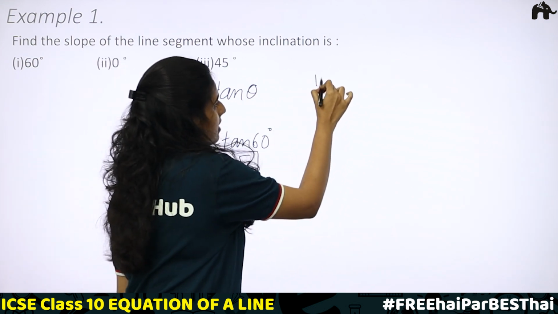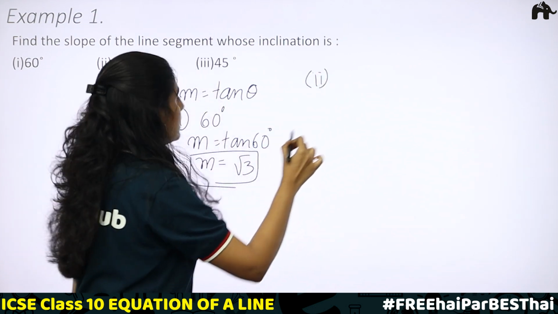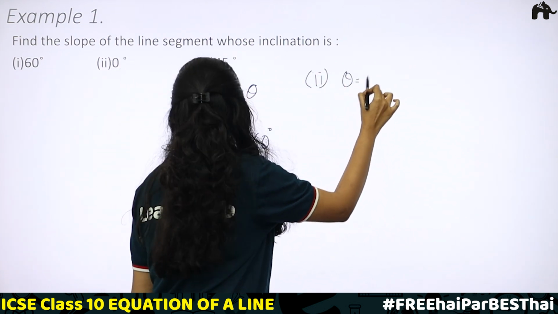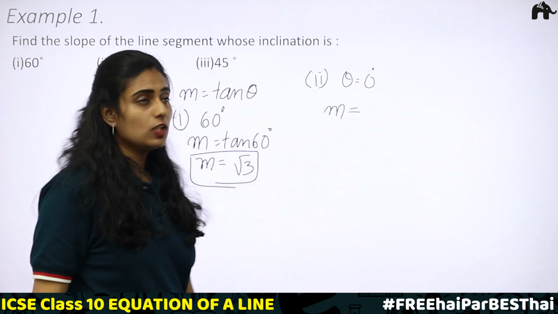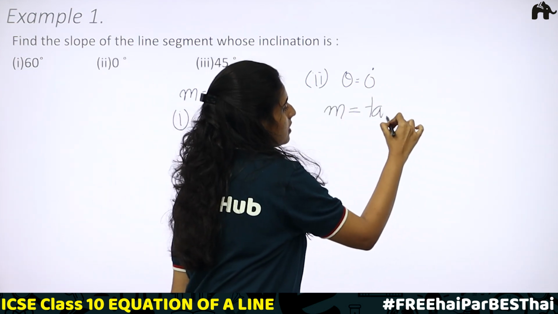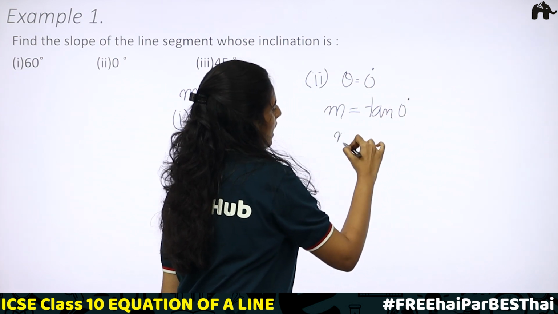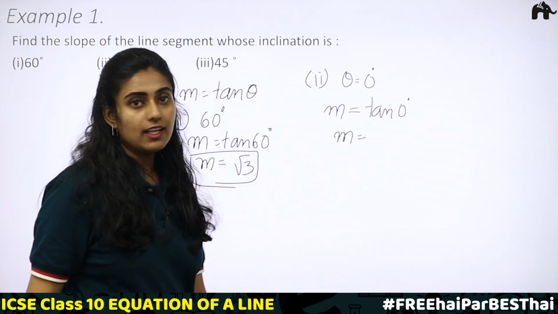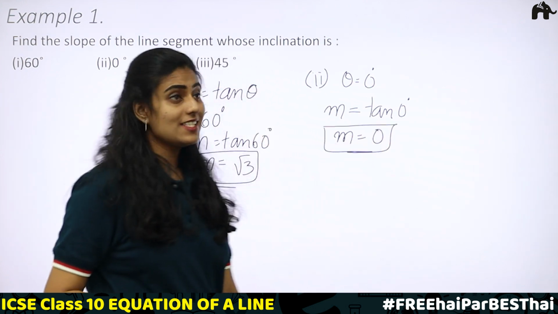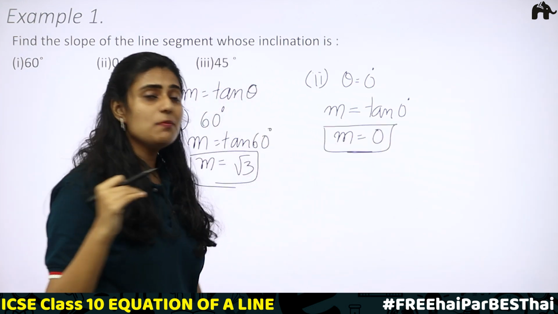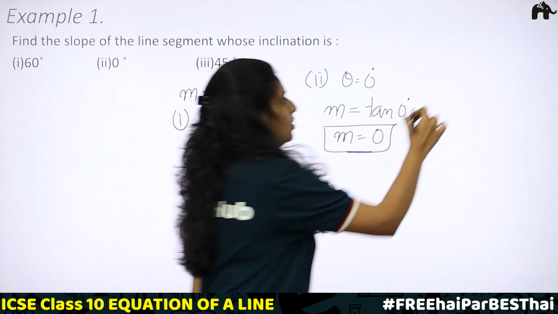Now the second one: angle theta is equal to 0 degrees, which means slope M is equal to tan of 0 degrees. What is tan 0 degrees? 0. Here we get slope 0. That is the case of the x-axis or a line parallel to the x-axis.